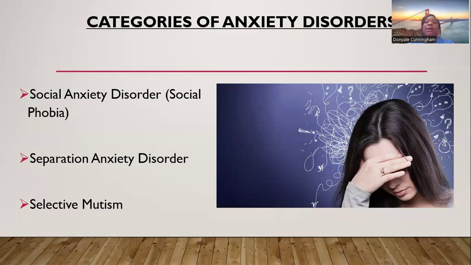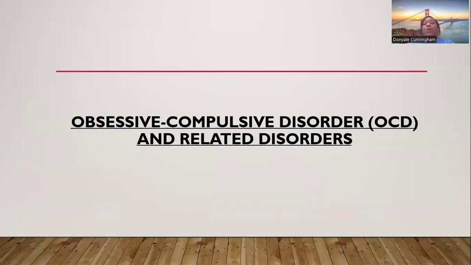This is the consistent failure to speak in specific social situations, despite speaking in other settings. So often seen in children there. So those are the different categories of anxiety disorder. And so our next category that we are going to discuss is obsessive compulsive disorder and related disorders.